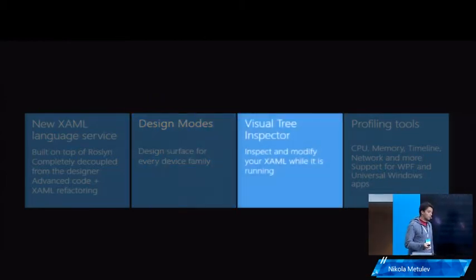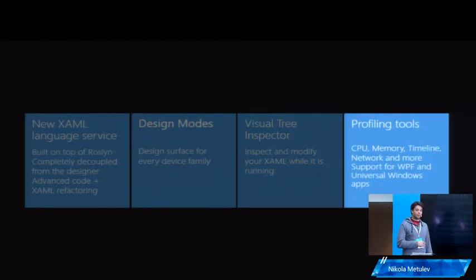We've added the ability to modify or inspect your XAML and properties while your application is running. Now you can simply select the element in your application while it's running and see the properties of that element in Visual Studio, and even change those properties in Visual Studio directly. It makes it a lot easier to identify problems or even design your whole application while the application is running, if you're into that. And finally, we've added improved profiling tools to the platform to make it easier for you to find problems and optimize your application really quickly.